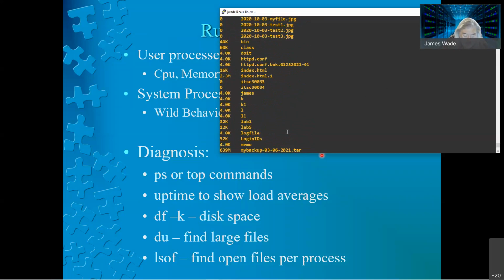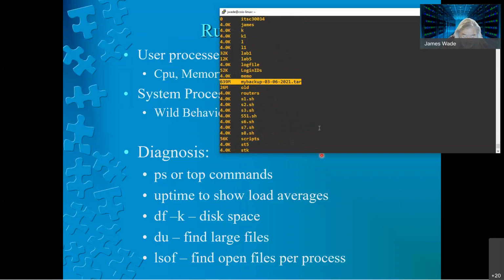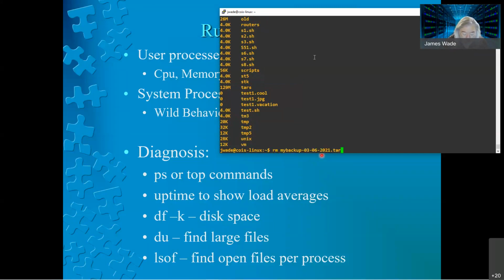By the way, we can actually go in and look here. I've got my backup tar right here. Okay. So let's get rid of that. By the way, that tar is there from one of our labs. One of our labs, we're going to look at the tar and do a tar command. Okay, so that got rid of some. Is there any more here?